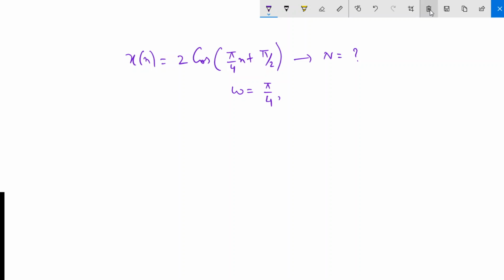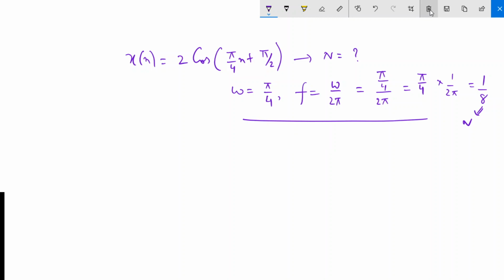This is phase, this is amplitude. Then you have to compute its frequency, omega upon 2 pi. So it is pi by 4 divided by 2 pi. It is pi by 4 into 1 by 2 pi. You get 1 by 8. So you can express this in the form of k by n, and n will become the time period. So the time period for this is 8. So this signal will repeat after 8 samples.